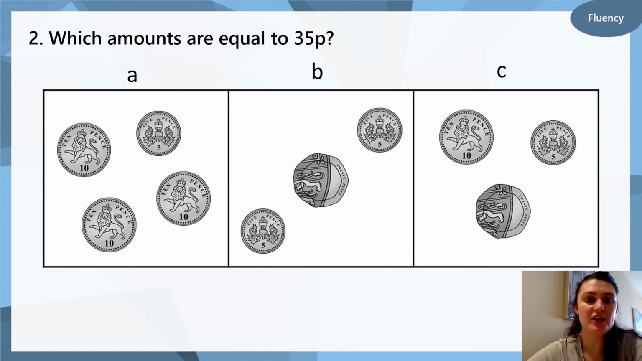Question 2. Which amounts are equal to 35p? So some of these boxes will be equal to 35p. I want you to use your adding to find out how many are in each box. Have a look at the coin to see if there's a number on it. Some of them might have the numbers and some of them might have them in words. If you're not sure how much the coin is, rewind the video and have a look at the first slides where I show you all the coins. Then I want you to find which boxes equal 35p. Pause the video now while you finish question 2.